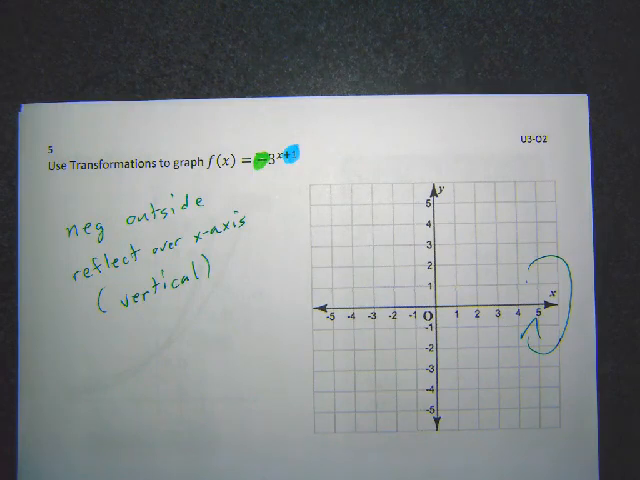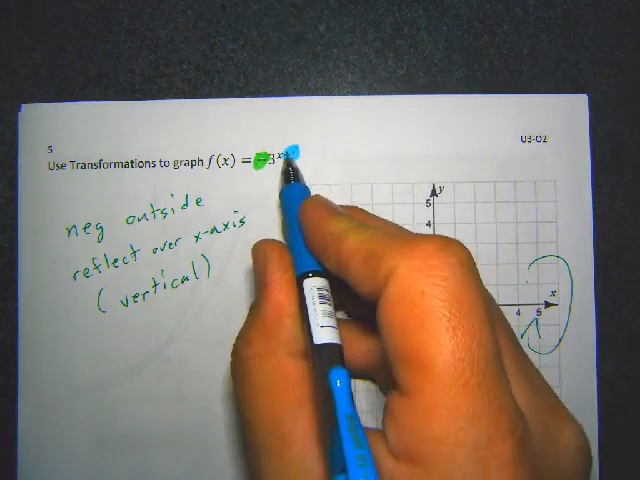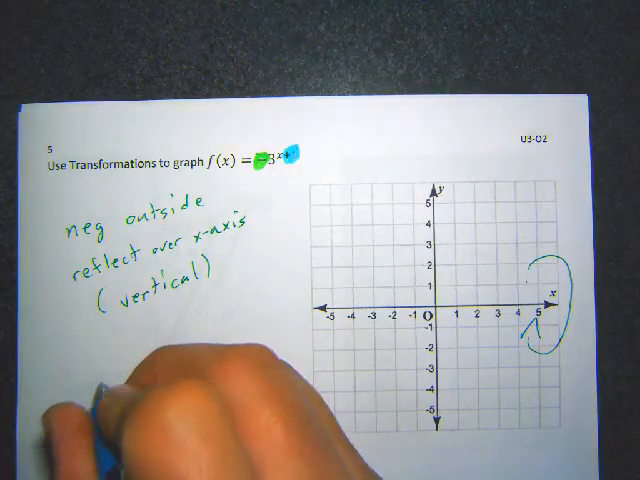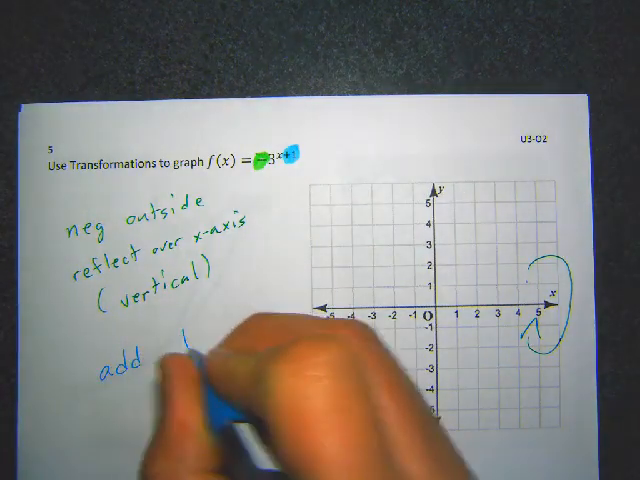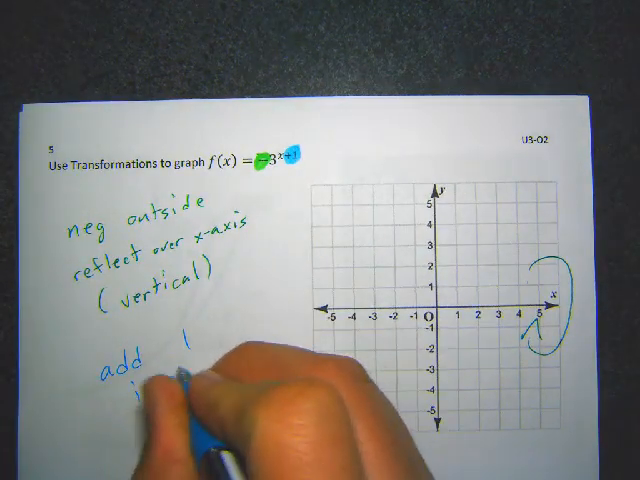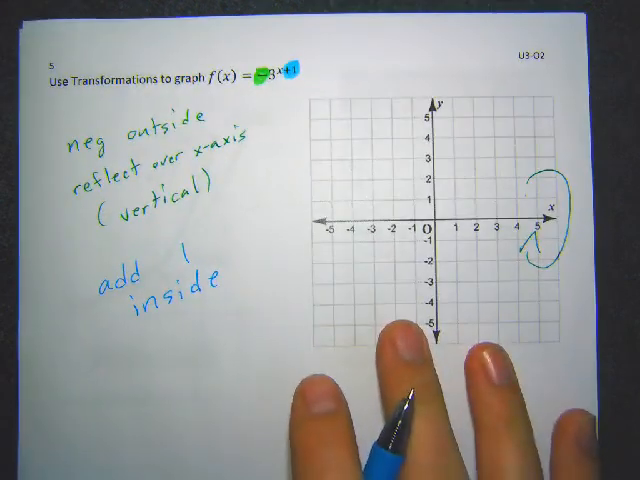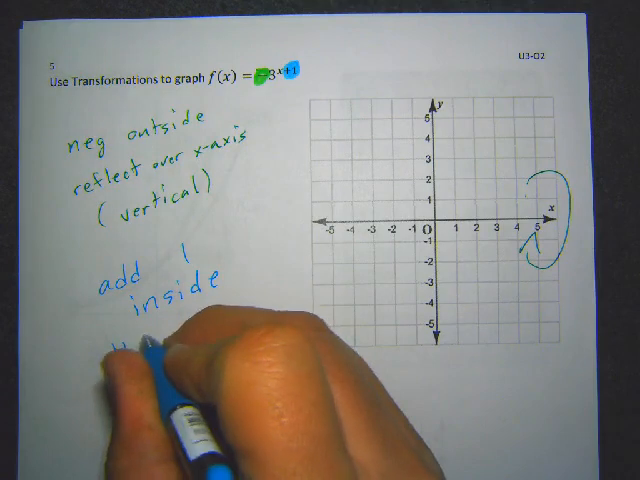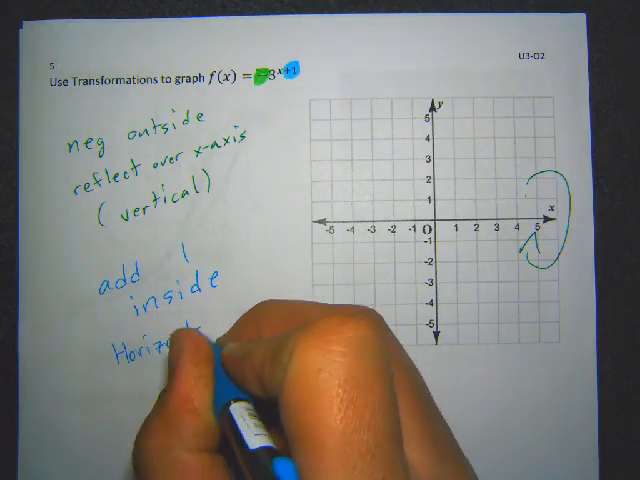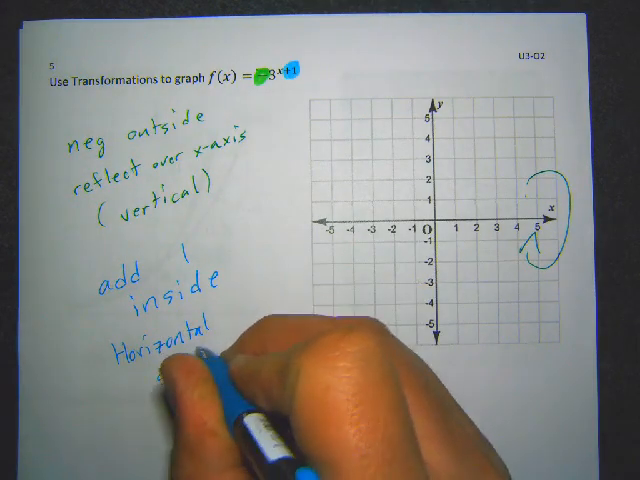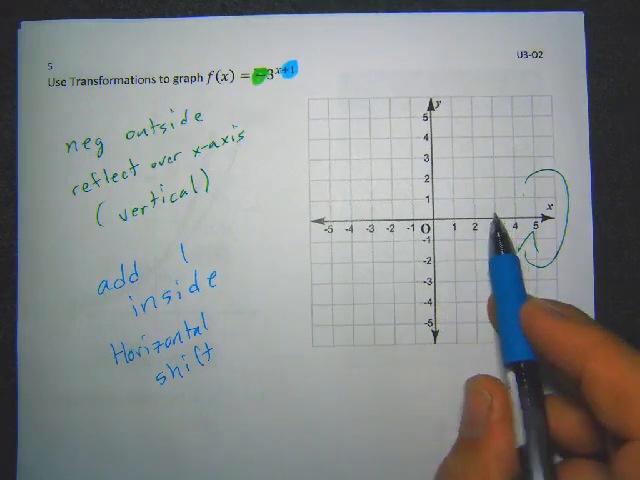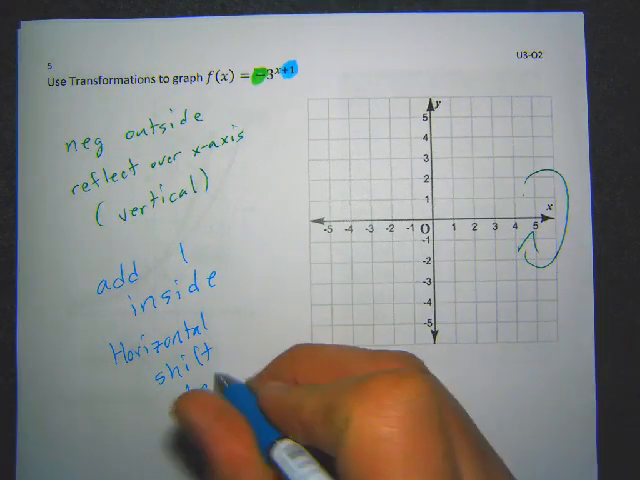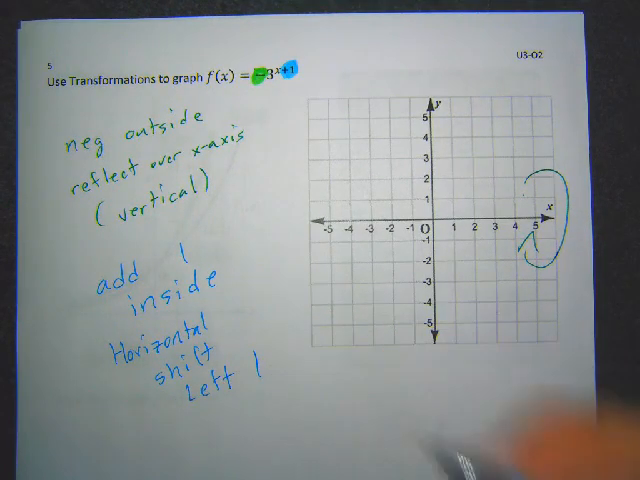Next thing we have is that +1. This is on the inside now, not the outside. So we add 1 inside. And when you're working inside, you're doing horizontal. So this is going to be a horizontal shift. But since it's on the inside, instead of going to the right, it's actually going to the left. So we're going to shift to the left 1.